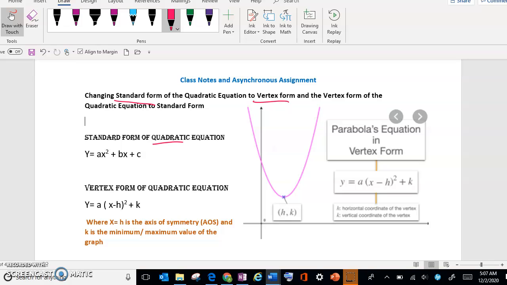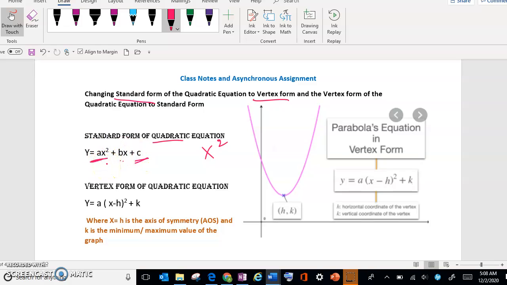Quadratic, as you know, the highest degree of the equation is x to the power 2, so x square, and the coefficient of x square is a, the coefficient of the x term is b, and the constant is c. So that is the standard form of the quadratic equation: ax square plus bx plus c. Once again, a is the coefficient of the x square term.